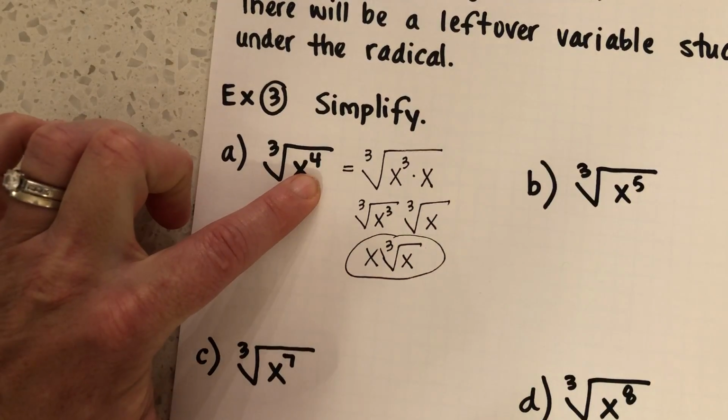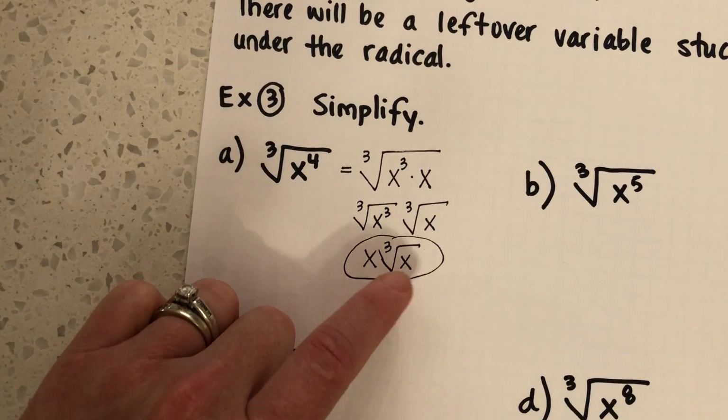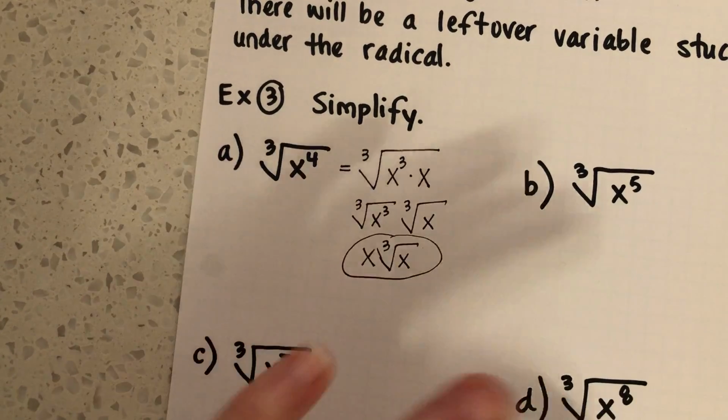So if your power doesn't divide by your root, then you're going to have something that's stuck under the radical in your answer. You won't be able to break it all free.